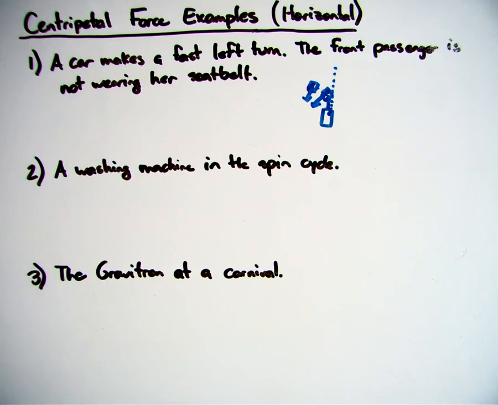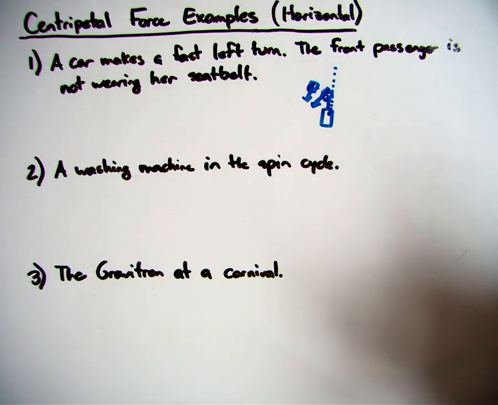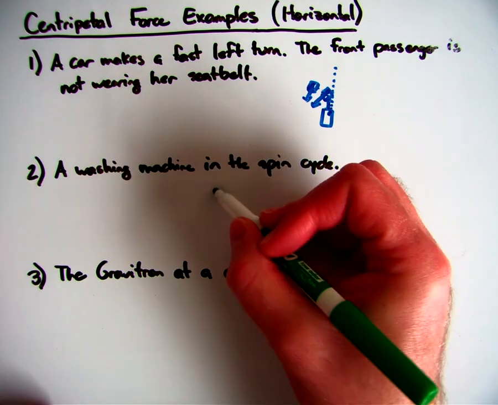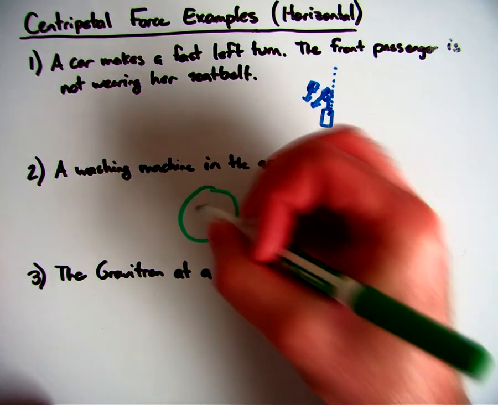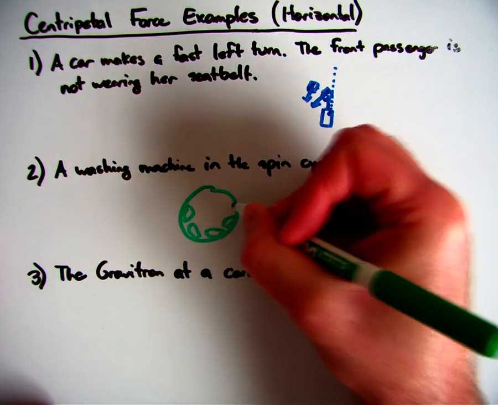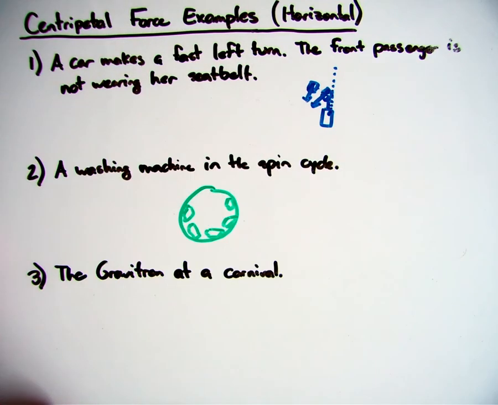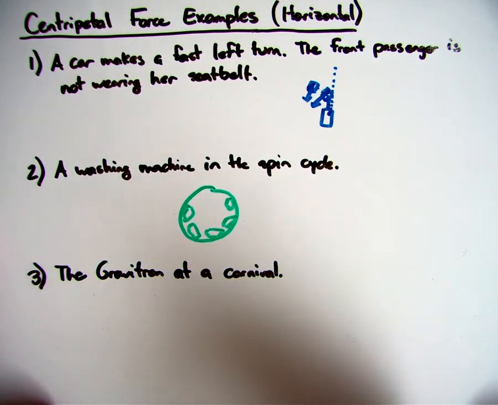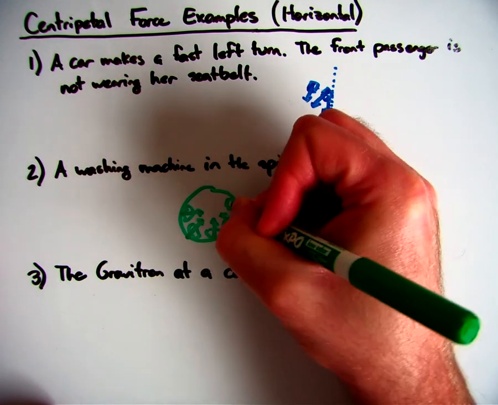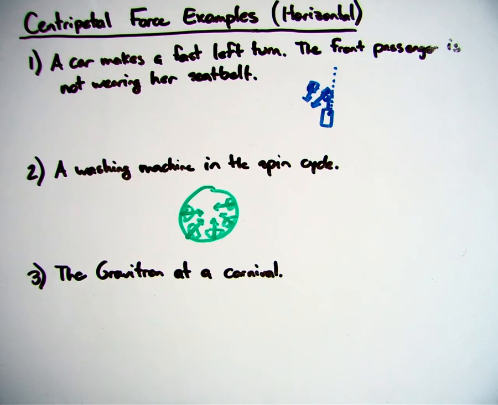For the second one, we have a washing machine in the spin cycle. In the spin cycle, the clothes are kept in a circular motion because of the walls of the washing machine. So if these are the walls of the washing machine, the clothes are pressing up against the wall because they want to keep moving forward. It's their inertia that's keeping them forward, but it's the wall of the washing machine pushing the clothes inward. That's actually how a spin cycle works, and that's why they have the spin cycle.